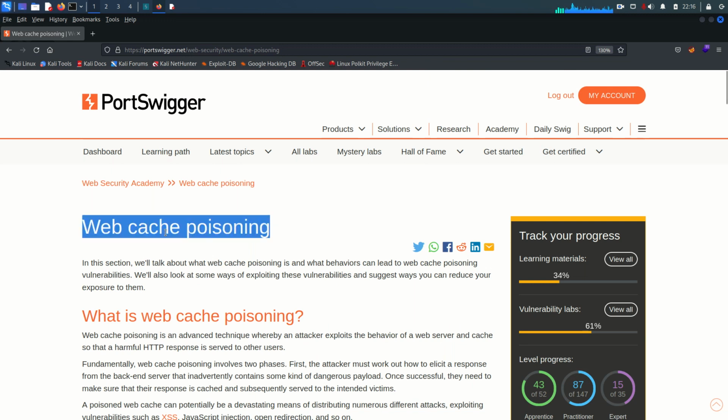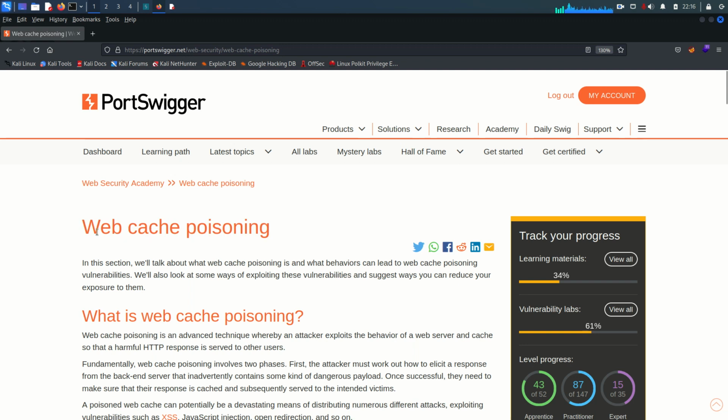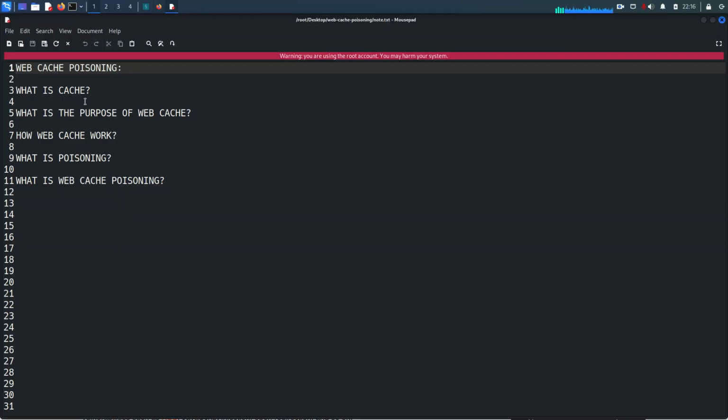to exploit that vulnerability, I would like to segregate all these terms into little pieces, and then at the last we will combine all of them and understand what this vulnerability is all about. So here I write a few questions: what is cache? You may already know about it, but I will take just 1 minute to explain all of these. What is the purpose of web cache? How does web cache work, and what is poisoning, and at last what is web cache poisoning?